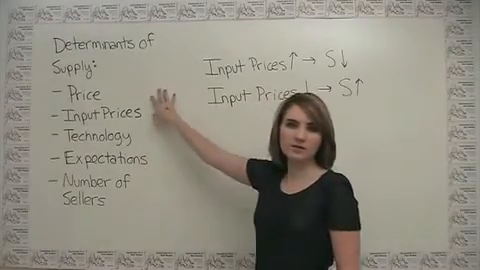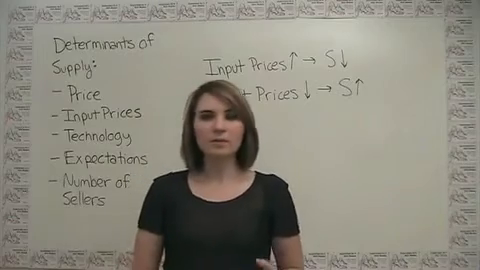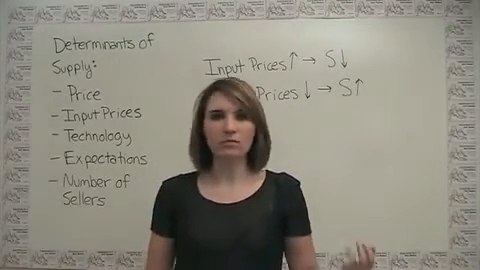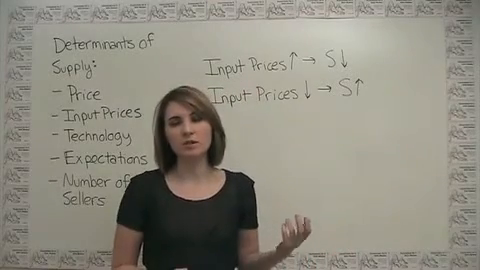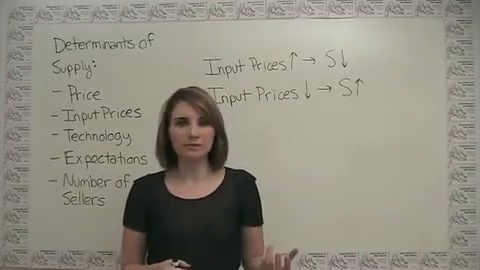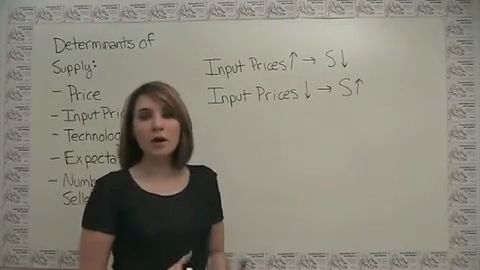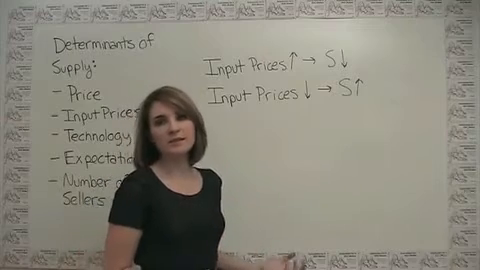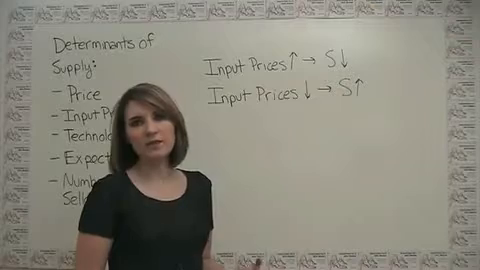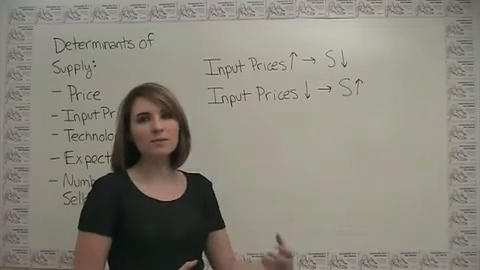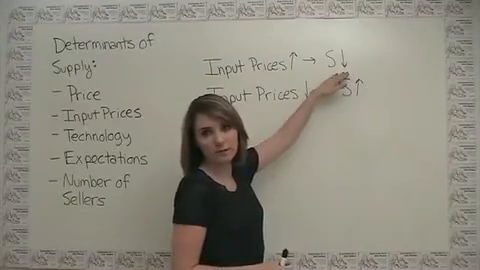The second determinant of supply is input prices. And by inputs we mean things like labor, materials, capital, rent, land, anything that goes into the manufacturing process for the item in question. We can say as input prices go up, it becomes more expensive to produce a particular item. If it becomes more expensive to produce the item, it becomes less attractive. If it becomes less attractive to produce an item, then the supply is going to decrease.